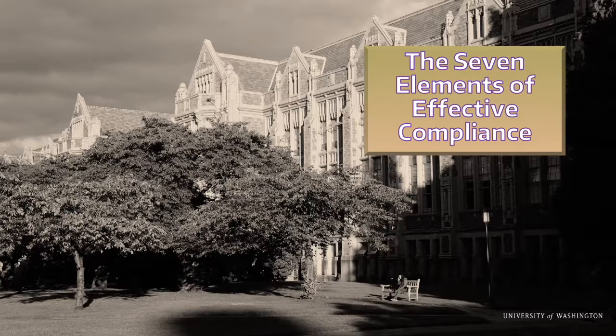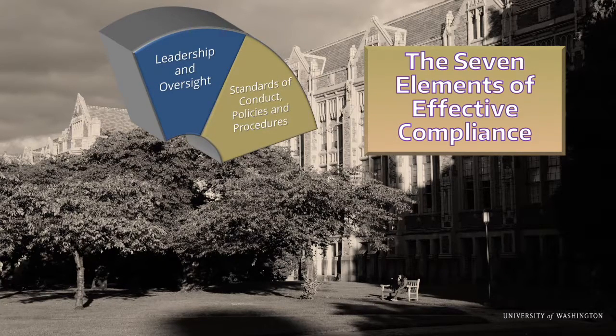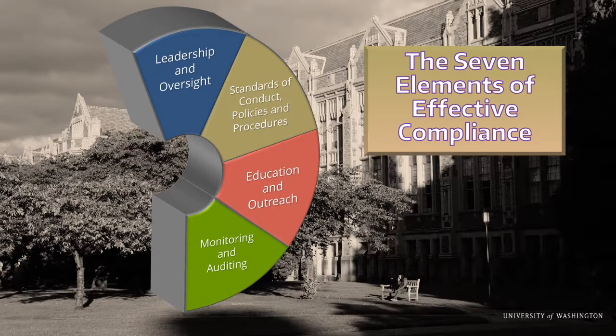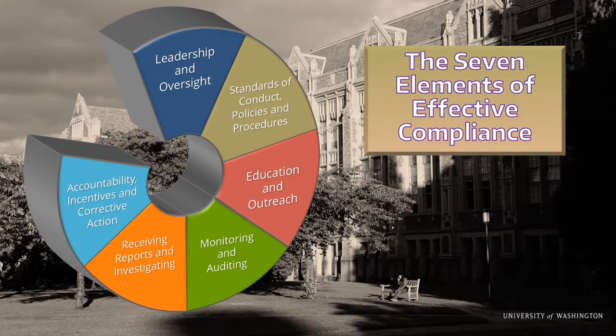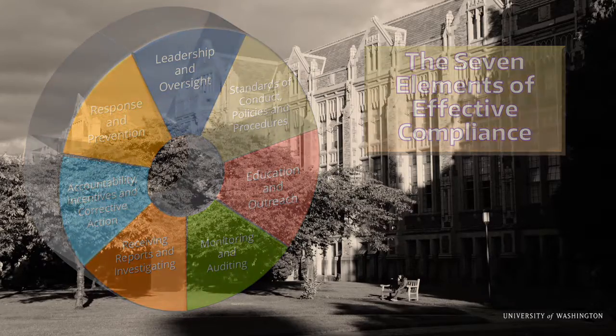The 7 elements are leadership and oversight, standards of conduct, policies and procedures, education and outreach, monitoring and auditing, receiving reports and investigating, accountability, incentives and corrective action, and response and prevention. Let's review the 7 elements, beginning with leadership and oversight.